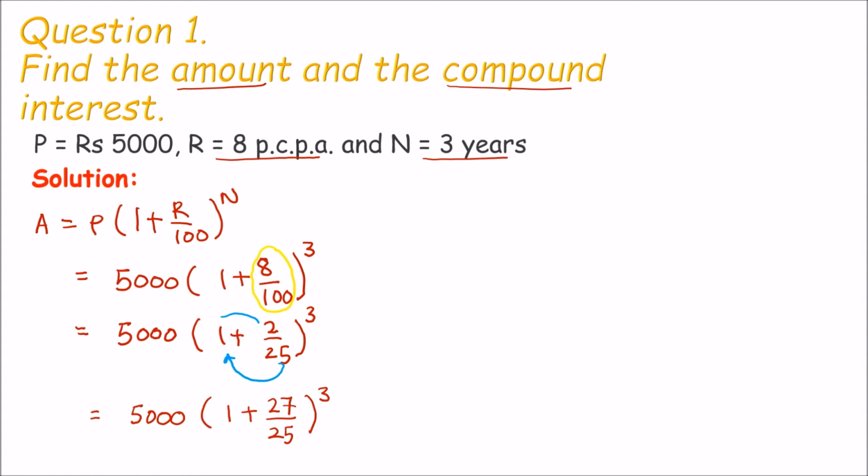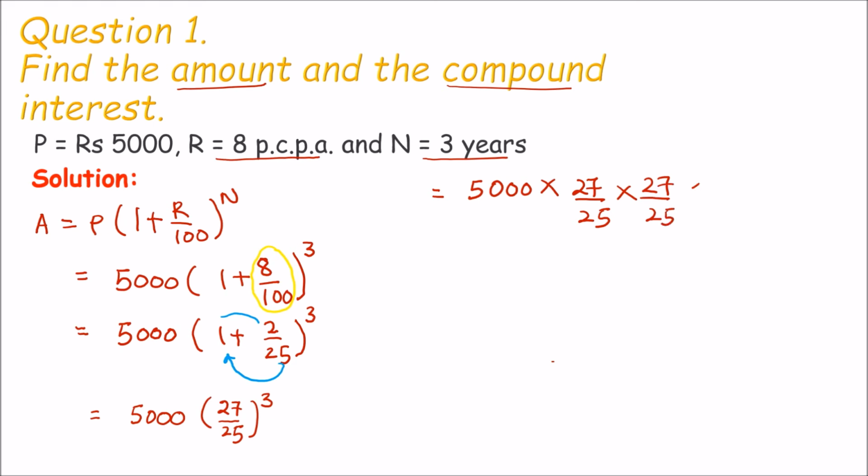Sorry, it should be 27 upon 25 raised to 3. If we add 1 plus 2 upon 25, we will get 27 upon 25. It can be written as 5000 into 27 upon 25 into 27 upon 25 into 27 upon 25. This we will write 3 times since the power is 3.